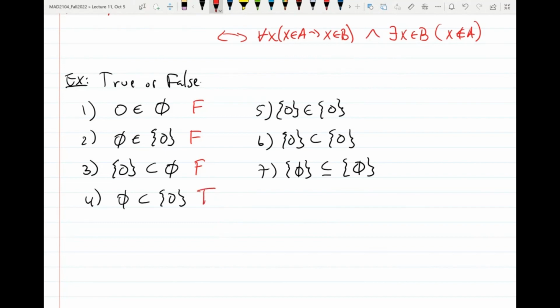So this is true. And the reason is because you cannot prove otherwise. There's a theorem that actually says the empty set is a subset of any set. Because otherwise, you need to exhibit an element in the empty set that's not in the other set. And that's impossible to do.